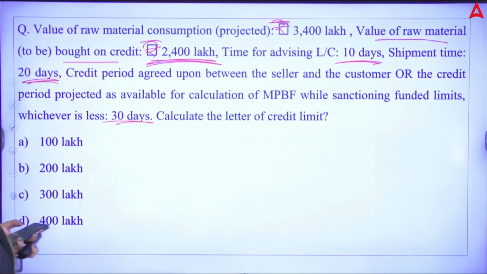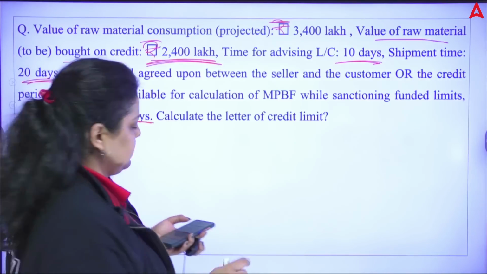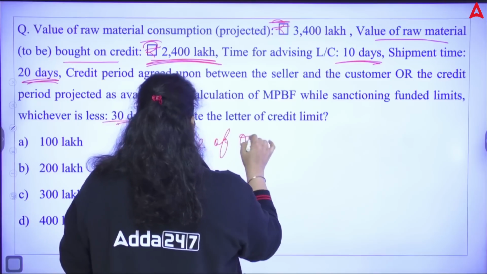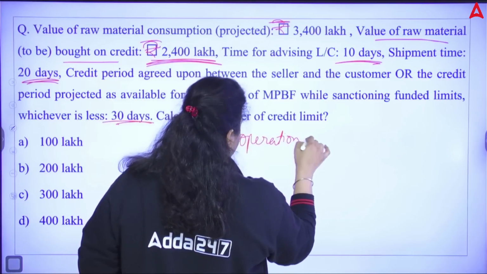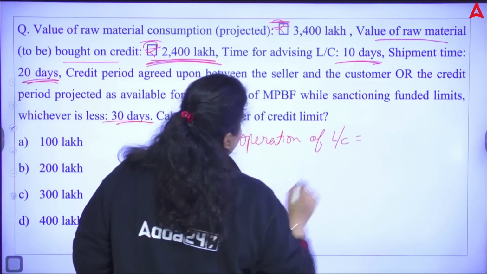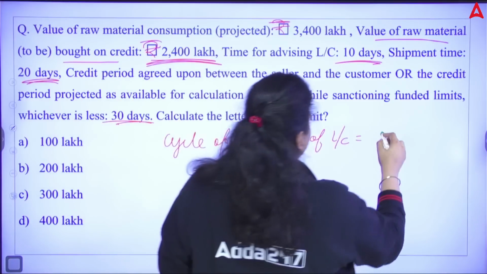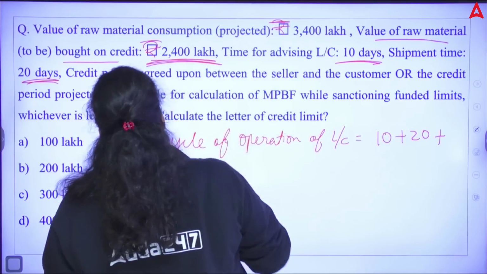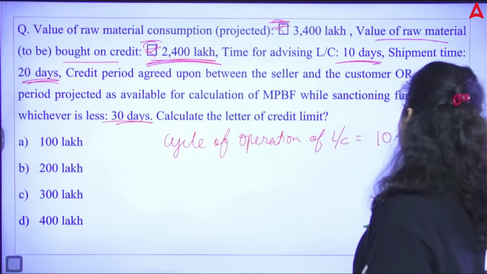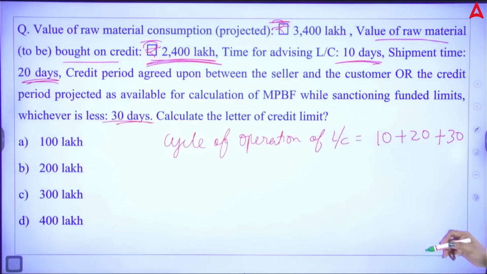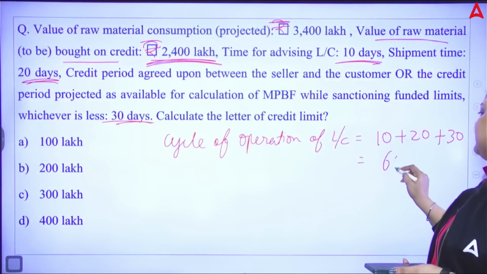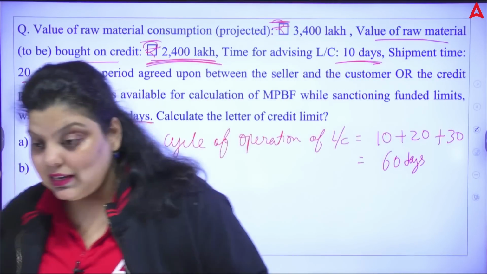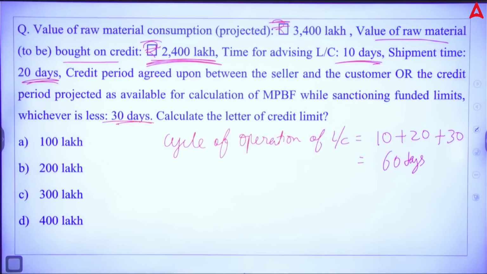So simply, first let's calculate the cycle of operation of the letter of credit. First, time for advising the LC is 10 days, plus shipment required 20 days, plus the credit period decided between seller and customer, that is 30 days. When we calculate these values, we get 60 days. That's one cycle of your operation. Like, one letter of credit cycle completes in 60 days.